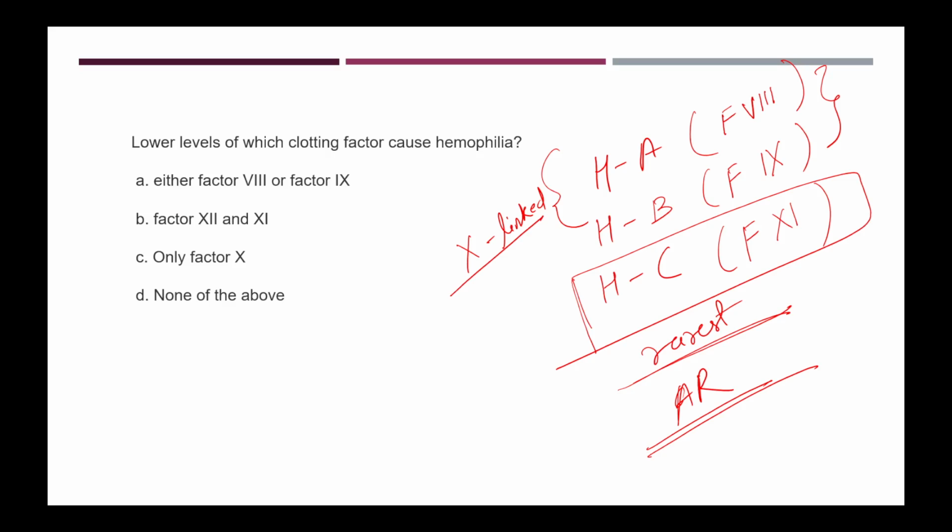So, low levels of which of the clotting factors cause hemophilia? The options here are either factor 8 or 9, factor 12 and 11, only factor 10, and none of the above. So which one will be the correct option? A, exactly. These are the most common classical types of hemophilia, caused by either factor 8 or factor 9. If you have factor 8 deficiency, you will have hemophilia A. If factor 9 deficiency, hemophilia B. The correct option will be A.